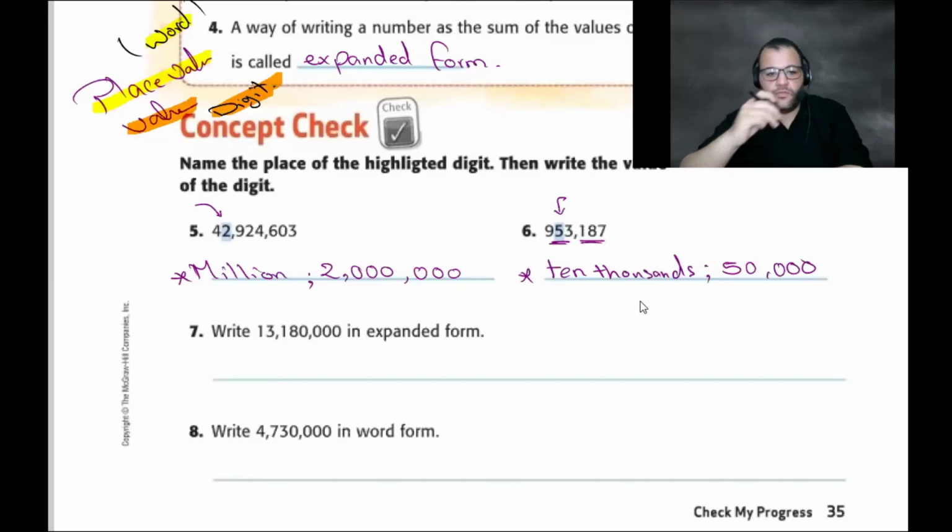1 million. No. The 1 here, what is the value of 1? In which place to give the value? In 10. 10 what? 10 million. So it will be 10 million.